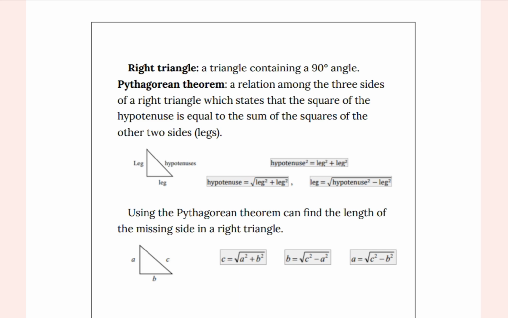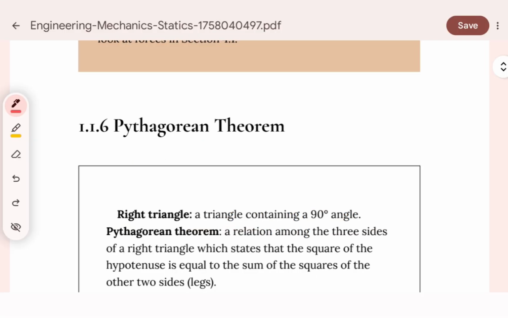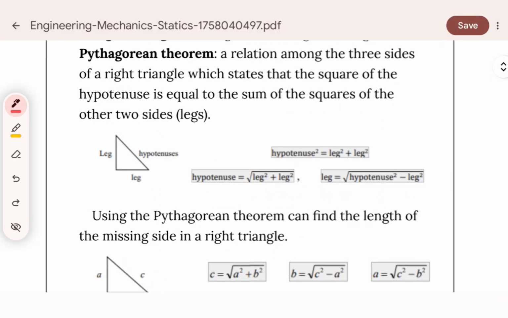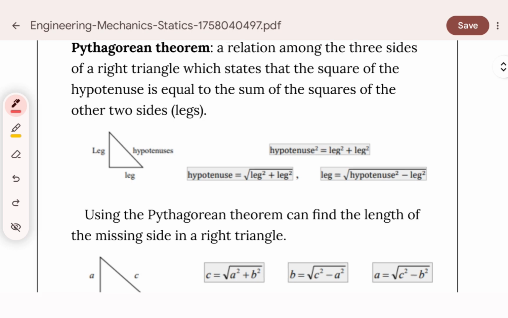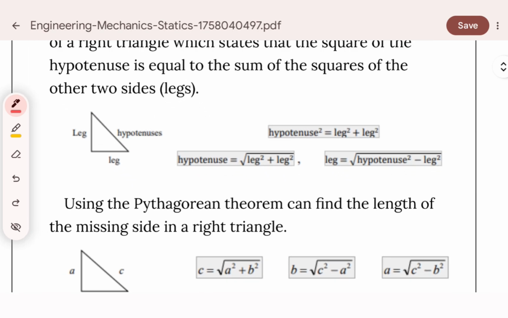The Pythagorean theorem is a relation among the three sides of a right triangle, which states that the square of the hypotenuse is equal to the sum of the squares of the two sides. So we have here the equation of the Pythagorean theorem: the square of the hypotenuse is equal to the sum of the squares of the two legs of the right triangle.